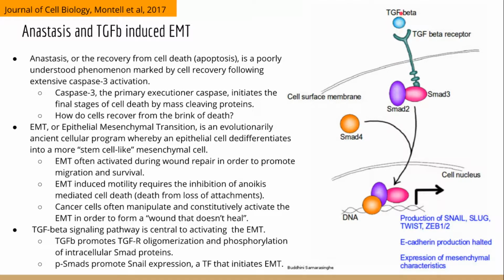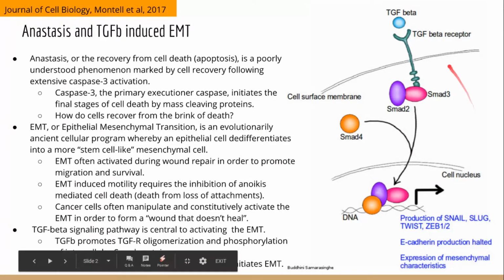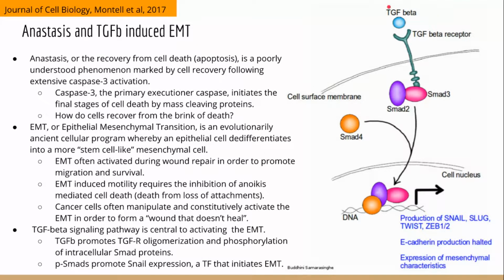An EMT is initiated through a combination of signaling pathways. Some of the really important ones would be WNT, Notch, and Patched and Smoothened signaling. These are all signaling pathways, but most critically for the EMT is this TGF-beta pathway.